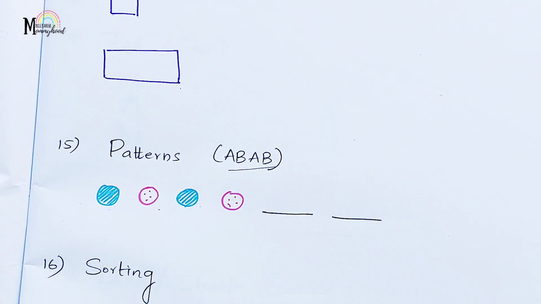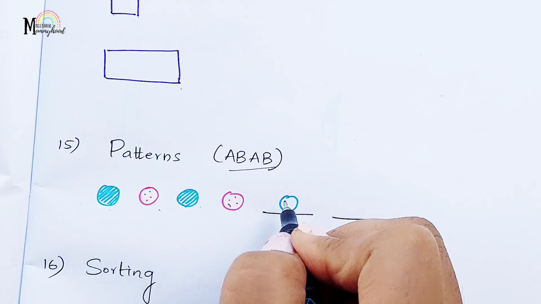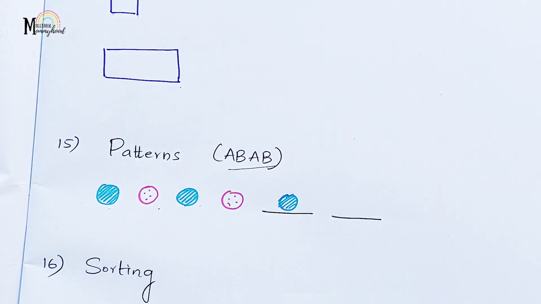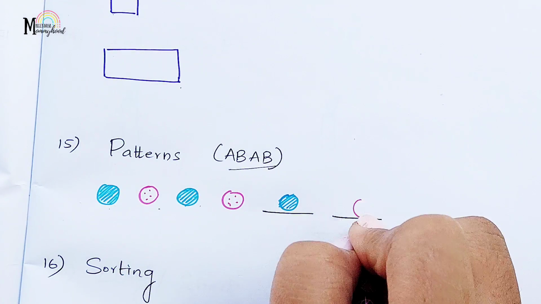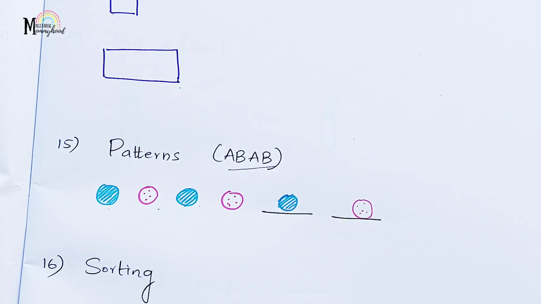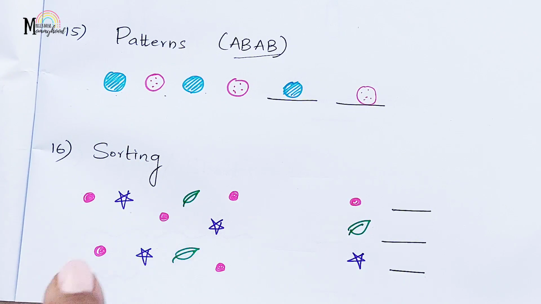Next comes patterns, where they are following only AB pattern, which means two objects repeating itself again and again. For example, a blue circle, a pink circle, a blue circle, a pink circle. What comes next? So, a blue circle comes next. And then what comes after this? A pink circle comes next. So, only two objects which repeats again and again, the AB pattern.